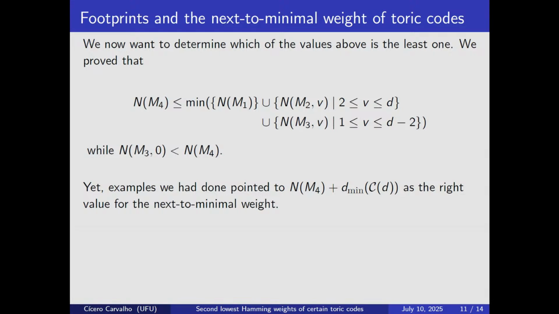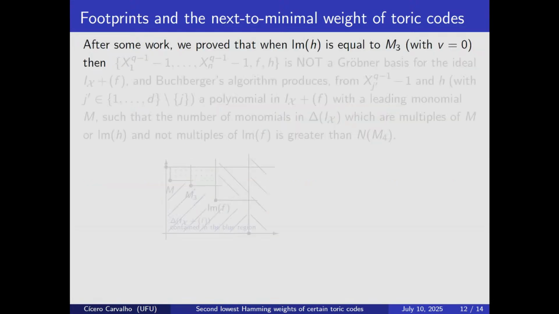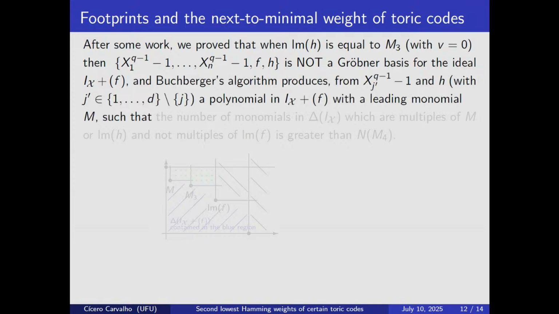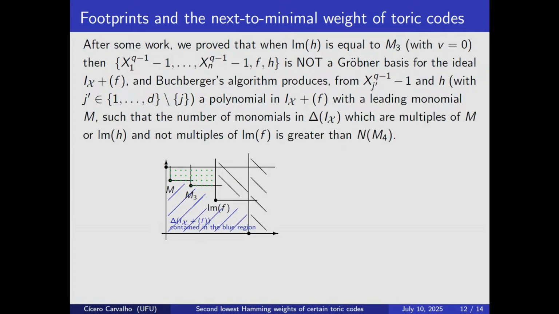But after many weeks thinking about this problem, we finally understood what was happening. What happens is the following. When the leading monomial of that H is M3 with V equals 0, this set is not a Gröbner basis for this set. So again, we can apply the Gröbner algorithm. We can find another polynomial whose leading monomial is in the footprint, is not a multiple of the leading monomial of F, is not a multiple of the leading monomial of M3 with V equals 0.